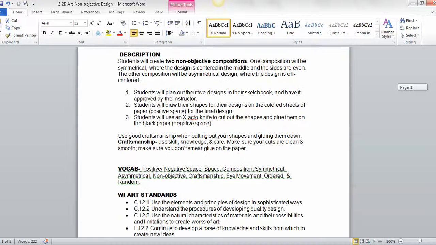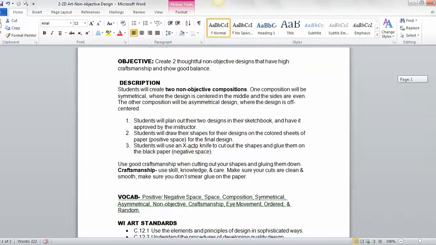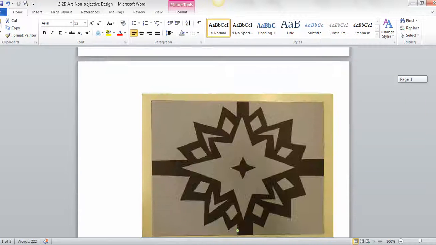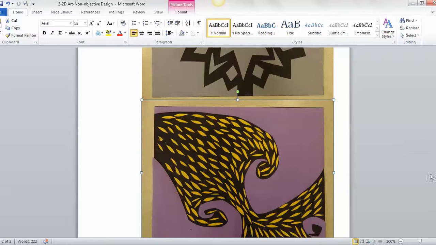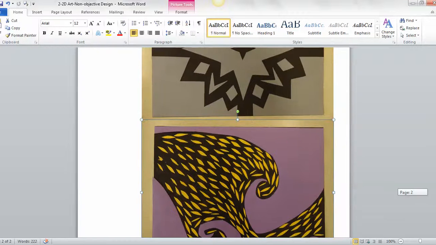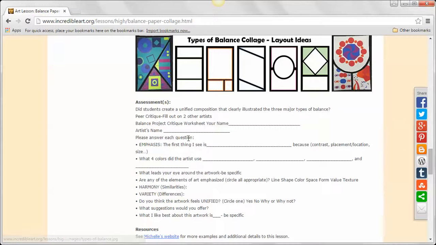I also placed the terms and the steps that students will need to build this project, and also a couple examples. This one here is symmetrical. This one here is asymmetrical, so it's off-centered. So students can see that difference, and that's actually student artwork there. So that's the idea of using this amazing website to create a lesson plan.